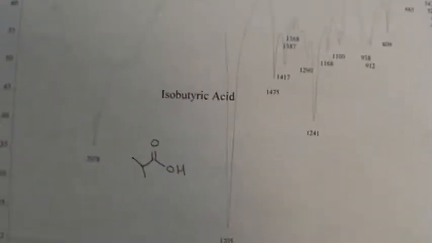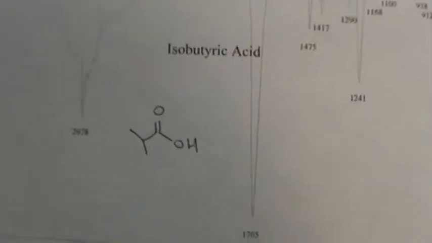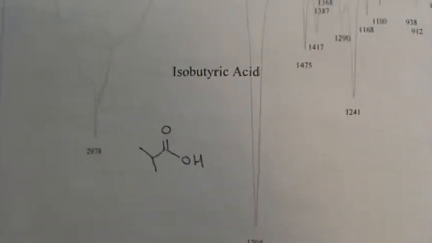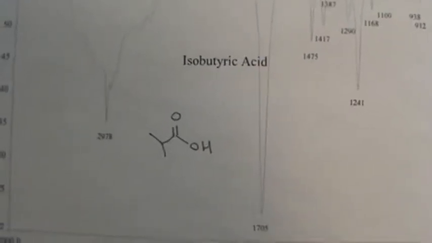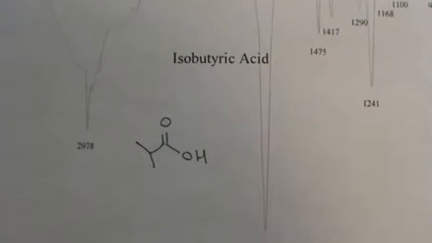So isobutyric acid smells like rancid butter. It was pretty bad. This is one of the old IRs that I had taken. And as usual, folks, you should always look at the functional groups in the structure you're looking at. Go back to the Pavia book in the IR section. Look up alkane structure in this case, as well as carboxylic acid.